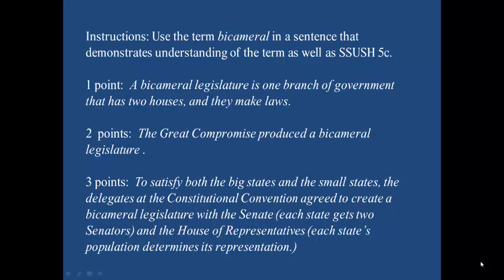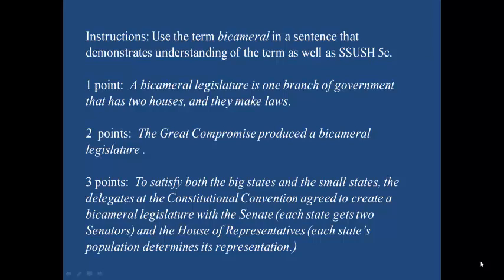A bicameral legislature is one branch of government that has 2 houses, and they make laws. Okay, that's a definition, 1 point. The Great Compromise produced a bicameral legislature. Alright, accurate? Yes. Correct? Yes. But let's go for mastery. To satisfy both the big states and the small states, the delegates at the Constitutional Convention agreed to create a bicameral legislature with the Senate, each state gets 2 senators, and the House of Representatives. Each state's population determines its representation. Mastery.